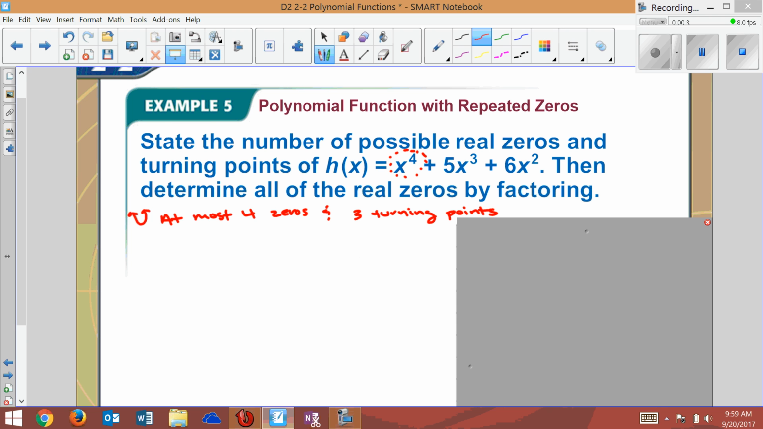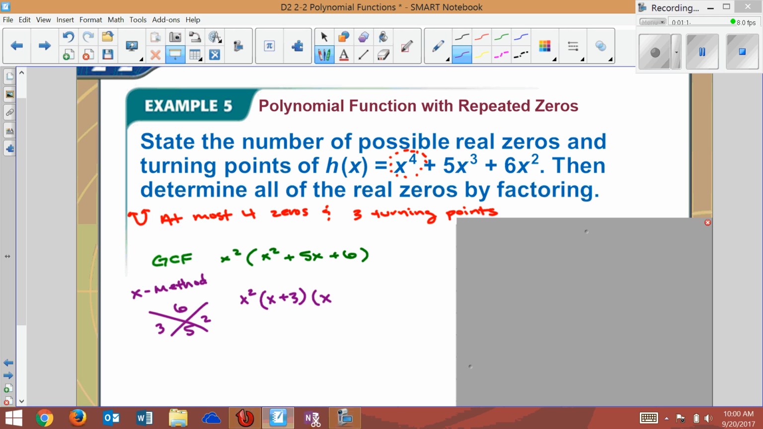Now let's see how we determine these by factoring. Without looking at the picture, I could look at this and say, oh, there's a GCF. What's shared is they all have at least 2 powers of x. So if I factor that out, I have x squared outside, and I'd be left with x squared plus 5x plus 6. From here, I could use the x method. I would take my factors of 6 that add up to 5, which would be 3 and 2. This is just a plain old x squared, so nothing crazy happens there. I just break it in half, so I'd have x plus 3, and x plus 2.